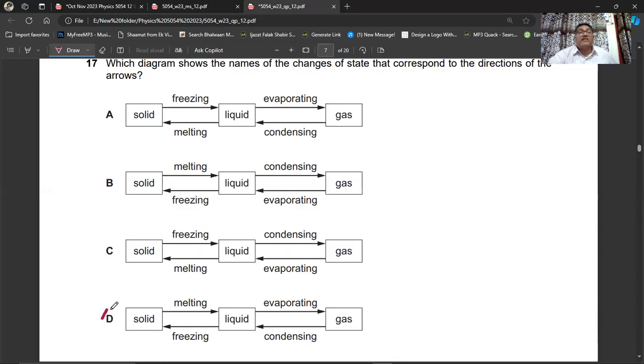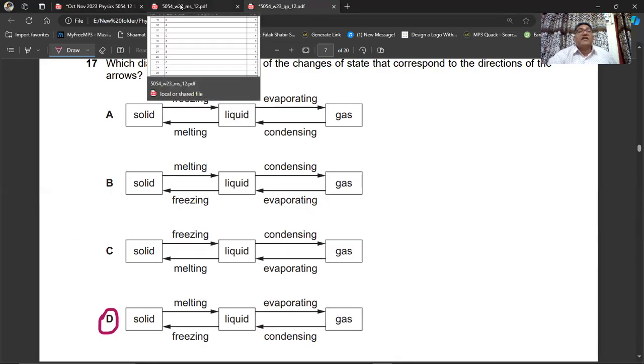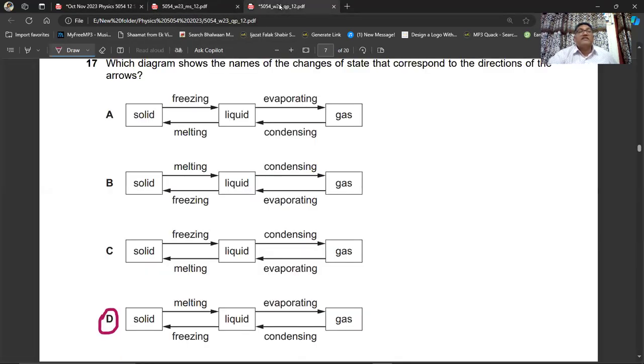I think D is the right one. The rest of the answers are wrong. 17, D is the right choice, sir. D is the right choice. This question is about the conversion of the states.